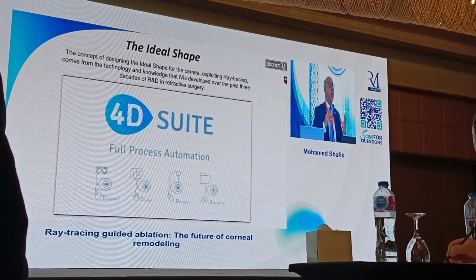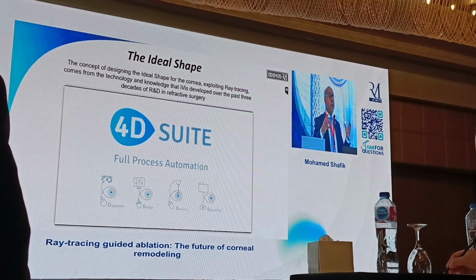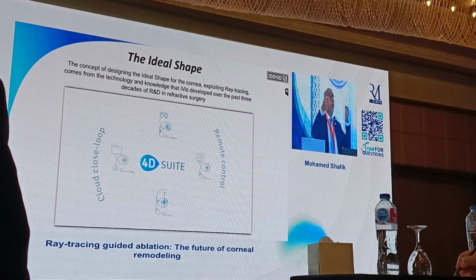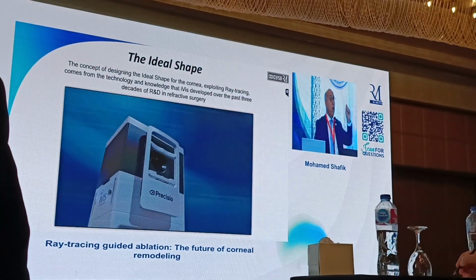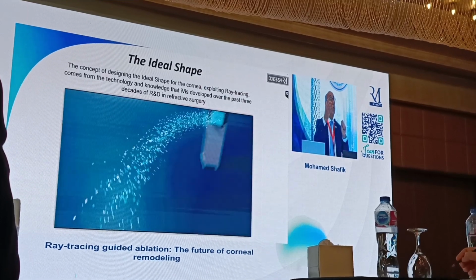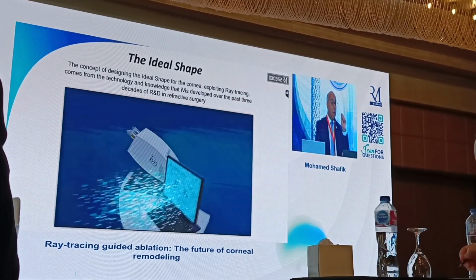If you do these together, and this is taken by a high precision tomographer, as I said, and with a design of ray tracing to trace the light as it passes through these 3 layers of the cornea, and to reshape the cornea again to make them fall on the same side.